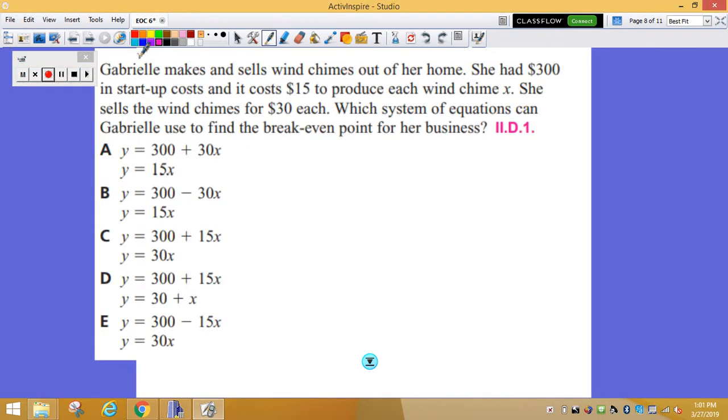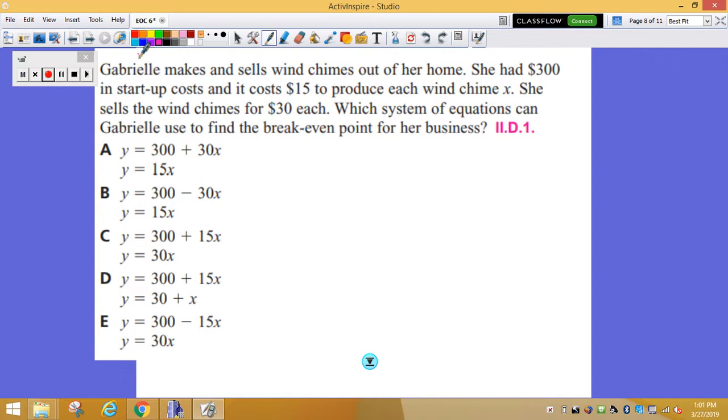Okay, and then you're going to have some word problems. So let's read through these. Gabrielle makes and sells wind chimes out of her home. She had $300 in startup costs, and it costs $15 to produce a wind chime. She sells the wind chimes for $30 each. Which system of equations can she use to find a break-even point?